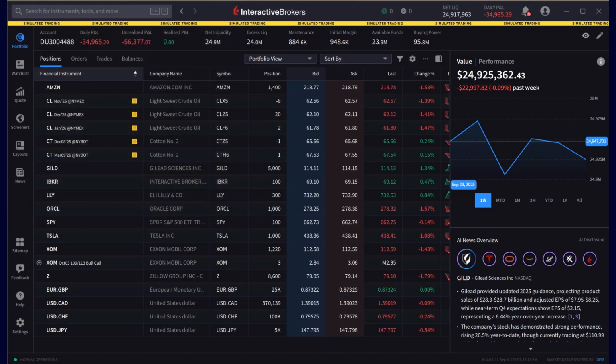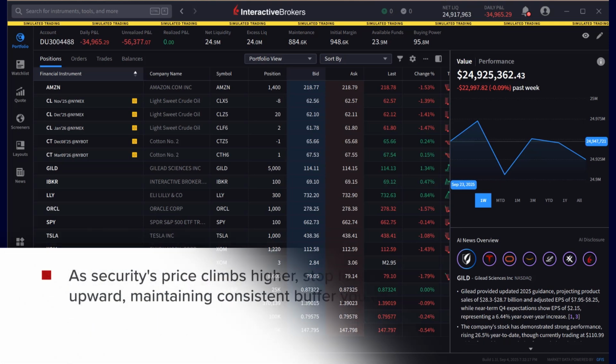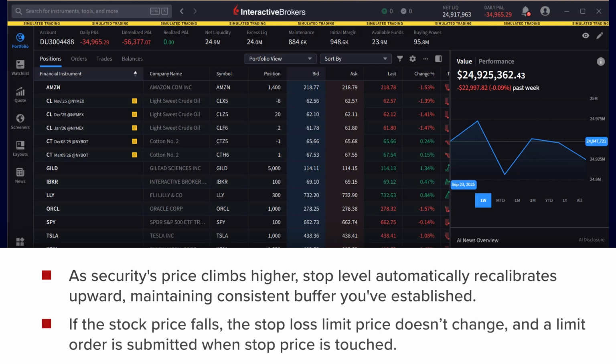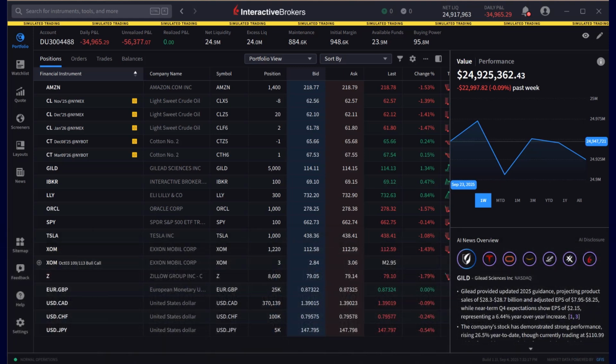When the investor places a trailing stop limit, they specify either a fixed dollar amount or percentage distance that the order should maintain below the market price for long positions. As the security's price climbs higher, the stop level automatically recalibrates upwards, maintaining that consistent buffer the investor established. But if the stock price falls, the stop loss limit price does not change, and a limit order is submitted when the stop price is touched, meaning that it doesn't automatically execute immediately.